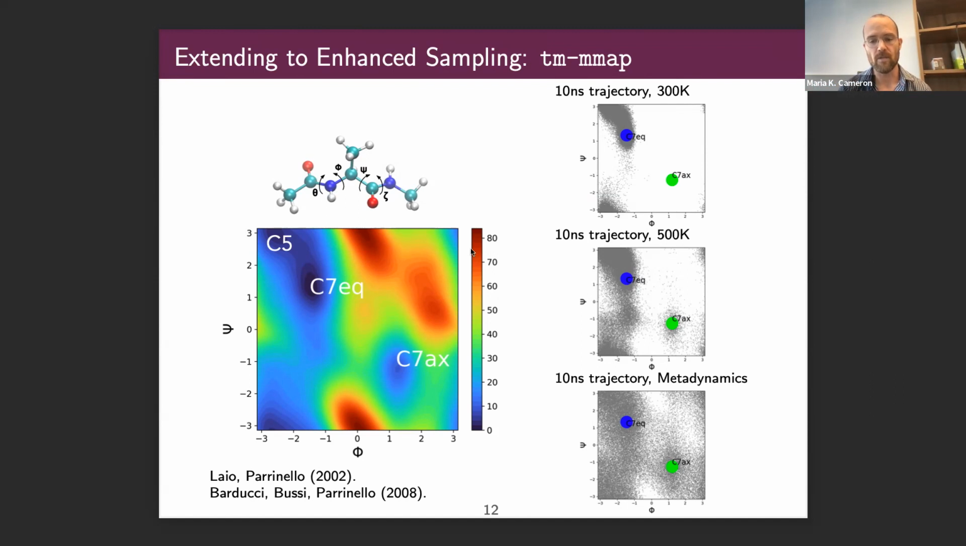For our case, we used metadynamics, which is something that for these 10 nanosecond trajectories gets the most coverage very quickly. It's an adaptive biasing potential that you change in the simulation to discourage points from returning to places the trajectory has previously been.